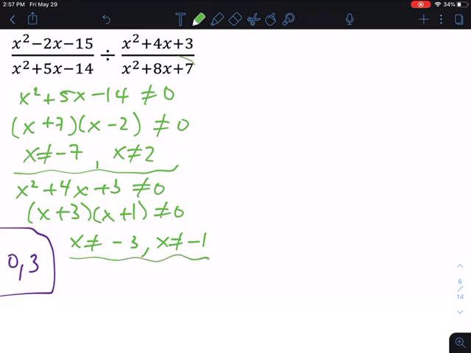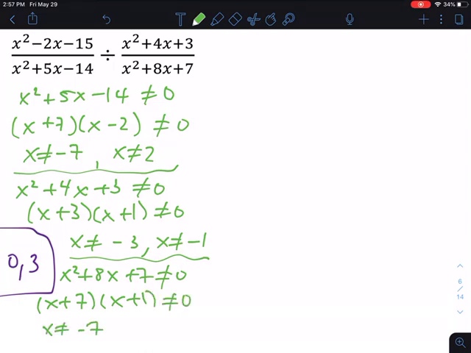And last but not least, this denominator: x squared plus 8x plus 7 cannot equal 0, which means that x plus 7 times x plus 1 cannot equal 0, and therefore x cannot be -7, and x cannot be -1. Okay, that's a lot of factoring, I know, but remember, we're going to use that again right away here, so it's good that we did it. All right, the last denominator to be factored is here. I will factor it once we do keep change.